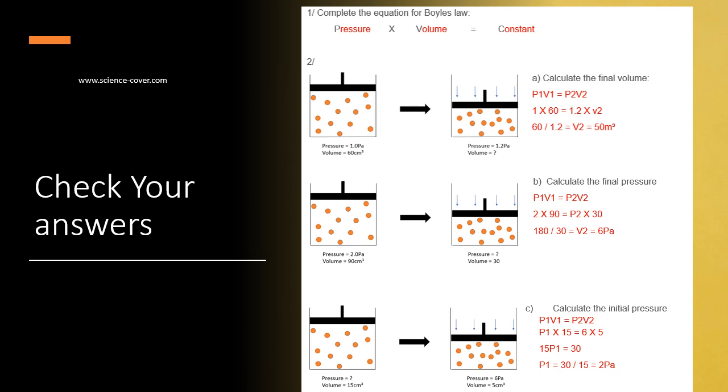Part B, calculate the final pressure. P1V1 equals P2V2. So we've got 2 times 90 equaling P2 times 30. So that means 180 divided by 30 must be equal to P2. So P2 must be 6 pascals. Calculate the initial pressure. P1V1 equals P2V2. So we've got P1 times 15 being equal to 6 times 5, which means that we've got 15 P1 being equal to 30. So P1 must be equal to 30 divided by 15, which is 2 pascals.